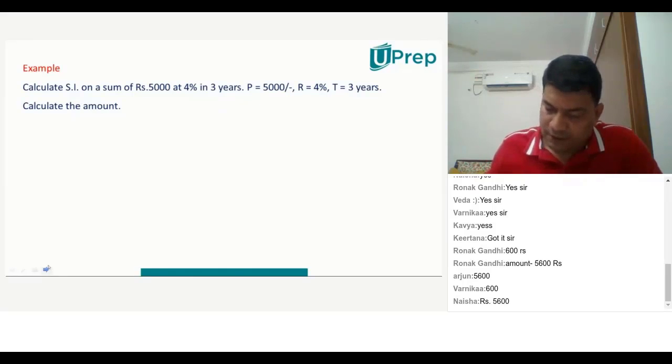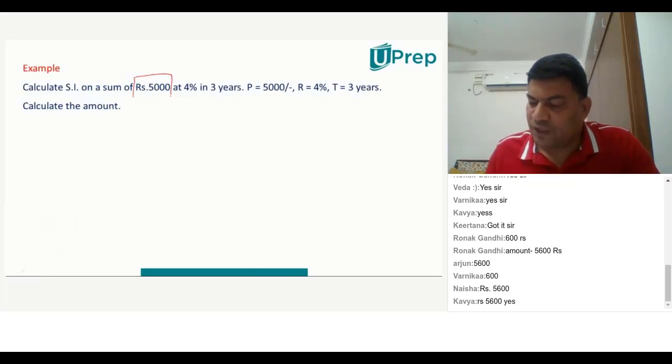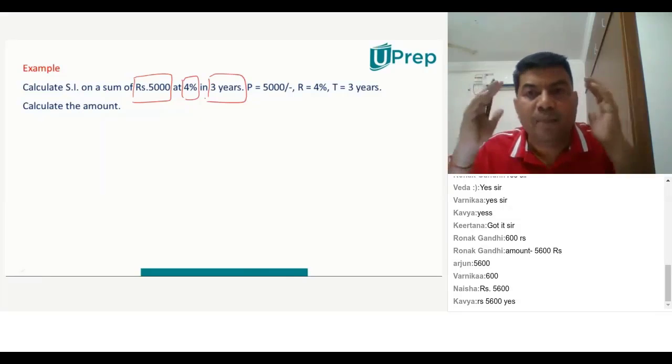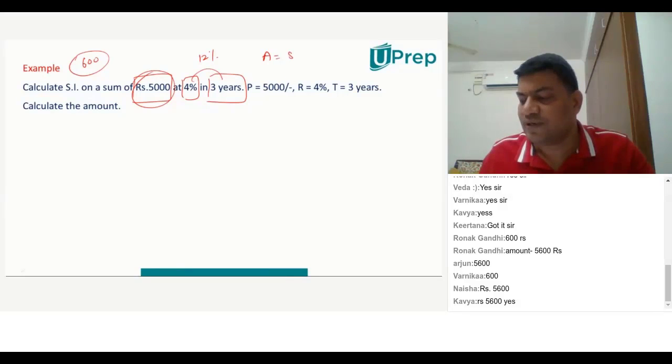If you look at this, you can see here: sum of rupees 5,000, 4%, 3 years. Now, first, I want you to start using mental math. When I see 4% for 3 years, basically 4% for 3 years is 12%. I just need to calculate 12% of 5,000. 10% is 500, 2% is 100. So I know this is 600. So I know interest is 600. Therefore, 5,000 is principal, 600 is interest. Therefore, amount is nothing but 5,600.